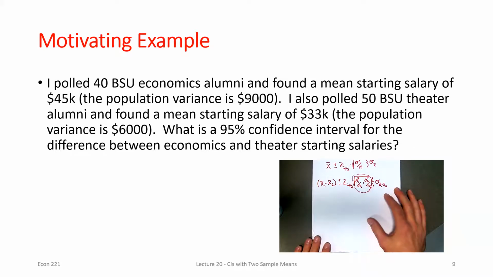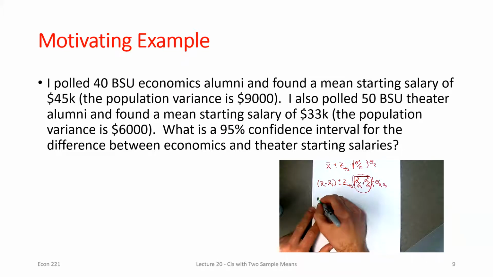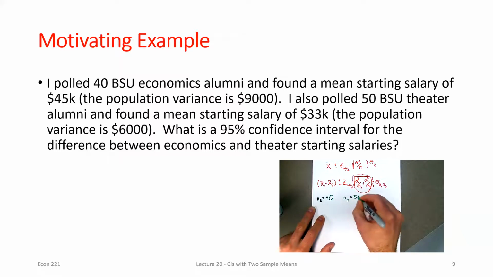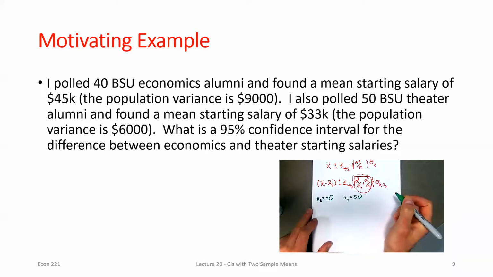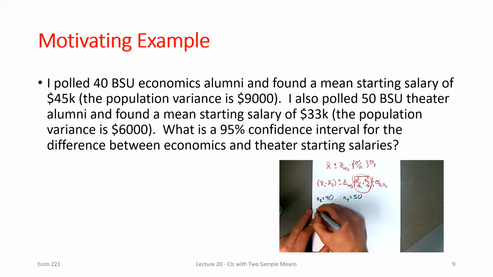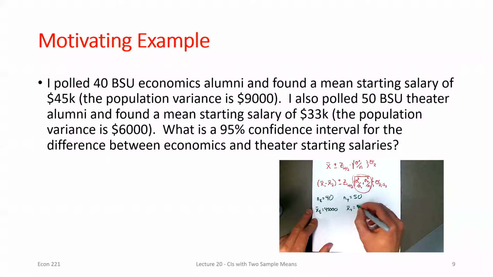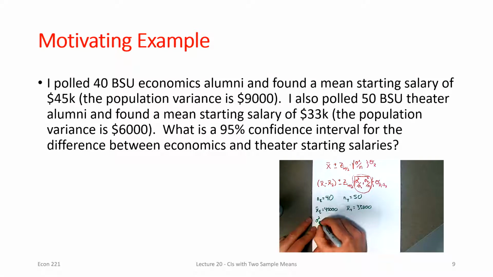Okay. So let's go back to that example we had, and I'll try to leave this on the same line. Where we had 40 econ majors, I had 40 of them. Just writing things down so when I switch to the dot cam, I'll have all my information. My theater majors, I had 50 of them. The sample mean salary for econ majors was 45,000. Sample mean starting salary for theater majors was 33. And then we're given the population variance.